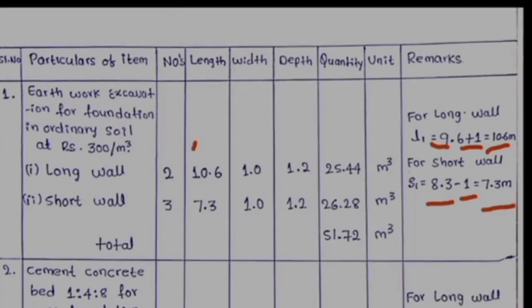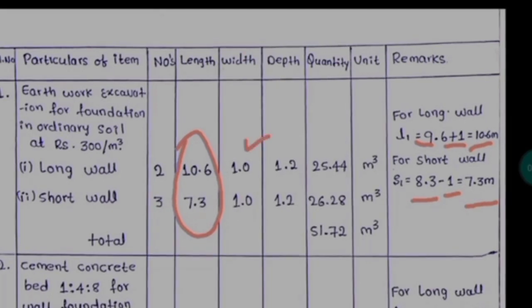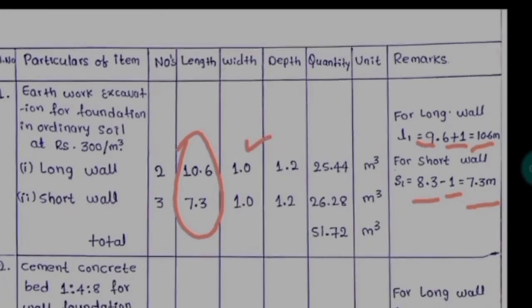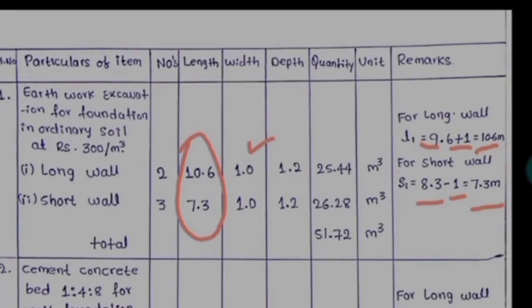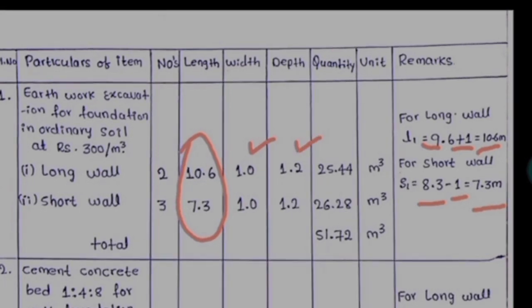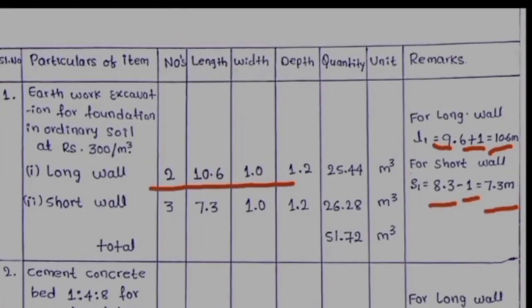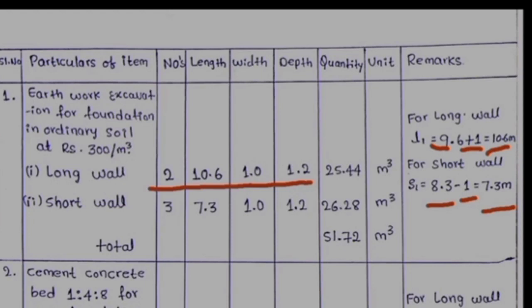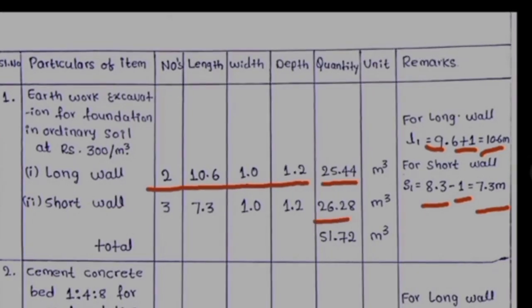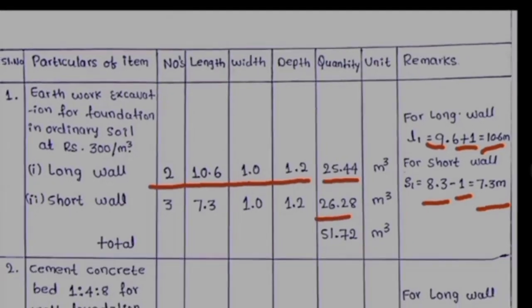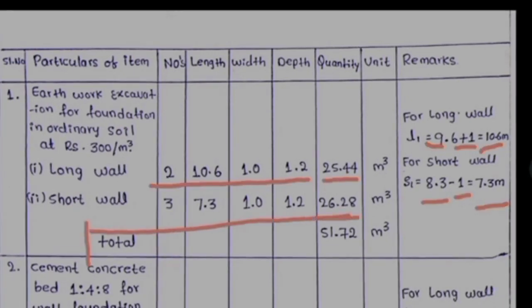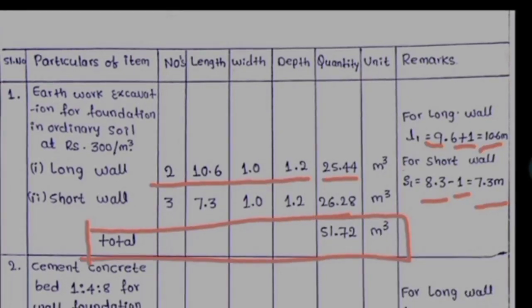Write these two in the length column, and write the width 1 meter; for the short wall and long wall it is the same, and the depth of excavation is also the same, 1.2 meter. Multiply the numbers length, width and depth, and you will get the quantity of the long wall as well as the short wall. Add the quantity of the long wall and short wall, and you will get the total quantity of the earthwork excavation.